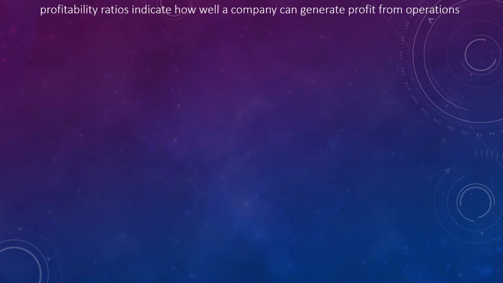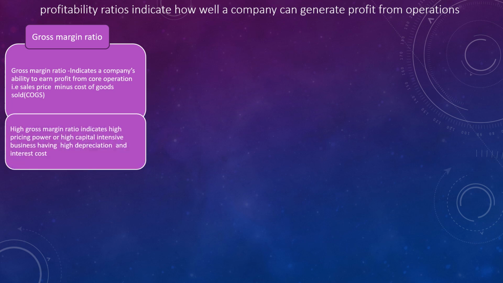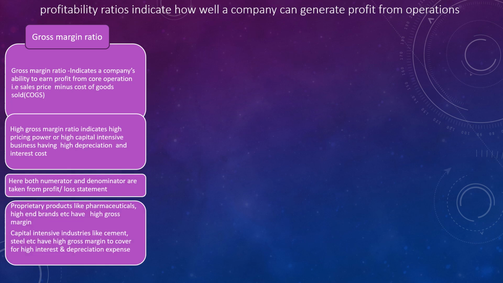Now, what are profitability ratios? Profitability ratios indicate how well a company can generate profit from operations. Gross margin ratio. Gross margin ratio indicates a company's ability to earn profit from core operations, that is sales price minus cost of goods sold, COGS. A high gross margin ratio indicates high pricing power or capital-intensive businesses having high depreciation and high interest cost. Here both numerator and denominator are taken from the profit and loss statement. Proprietary products like pharmaceuticals, higher-end brands, etc. have high gross margin. Capital-intensive industries like cement and steel have high gross margin to cover for high interest and depreciation expenses.